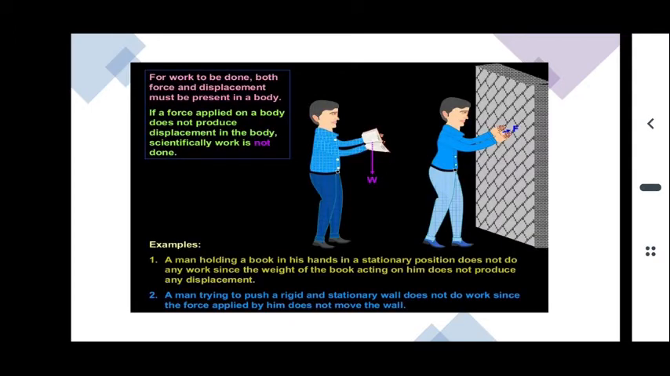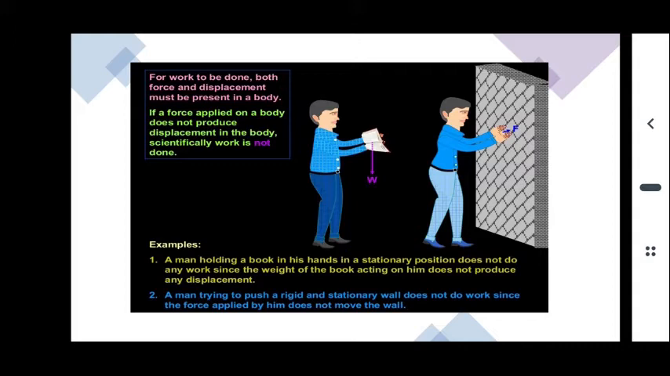Let us now move to some more examples. For work to be done, as we have seen, force and displacement both are necessary. If any one of them is not there, then we can't expect the work to be done. For example, a person is holding a book in his hands in a stationary position and he is just applying some force. He is not having any displacement. It is just force applied to hold that book. Then there is no work done. No displacement, no work done.